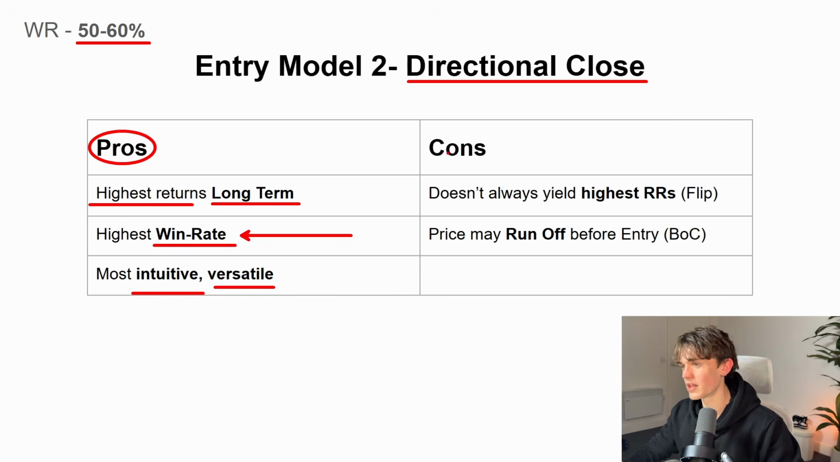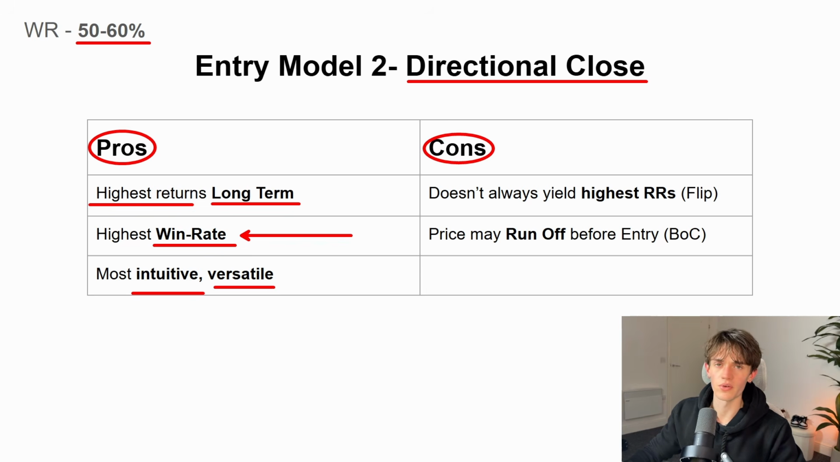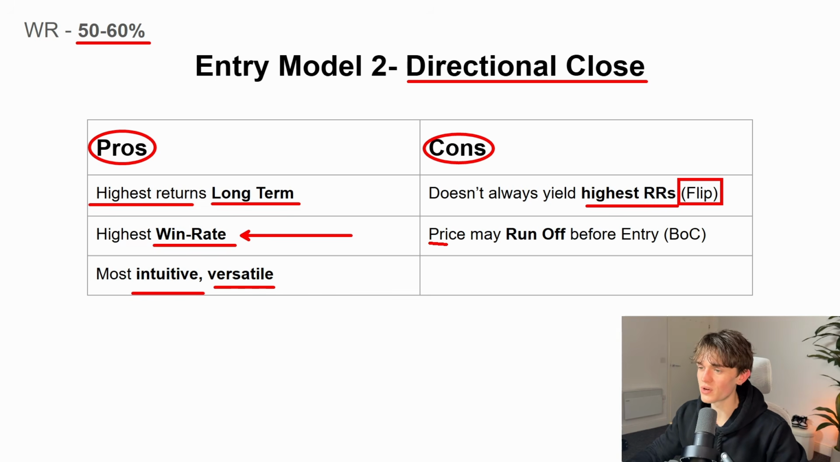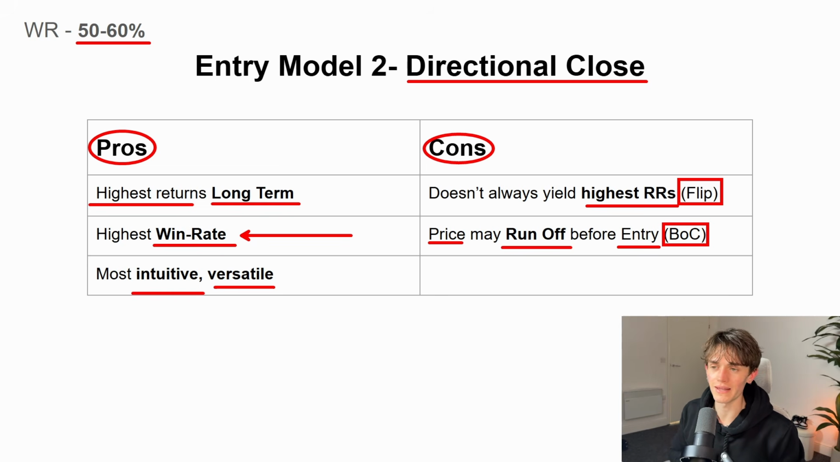Now, moving on to the cons, if you can really even call them cons, this isn't always going to yield the highest risk to reward. That is going to be the flip entry, which I'll move on to in just a second. And there is still going to be a chance that price runs off before we get our entry, which, if you remember, break of candle is going to completely eliminate. After balancing these pros and cons, you can see why I praise this entry model the most.